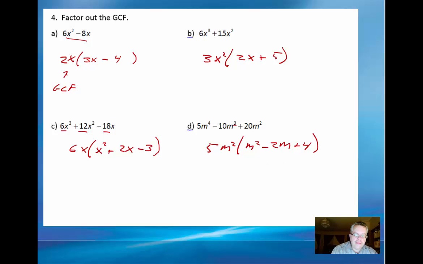Okay, so this is our goal. The first step of factoring is factoring out the greatest common factor. Then we're going to see if we can factor the inside some more. So that's the topic of this week.